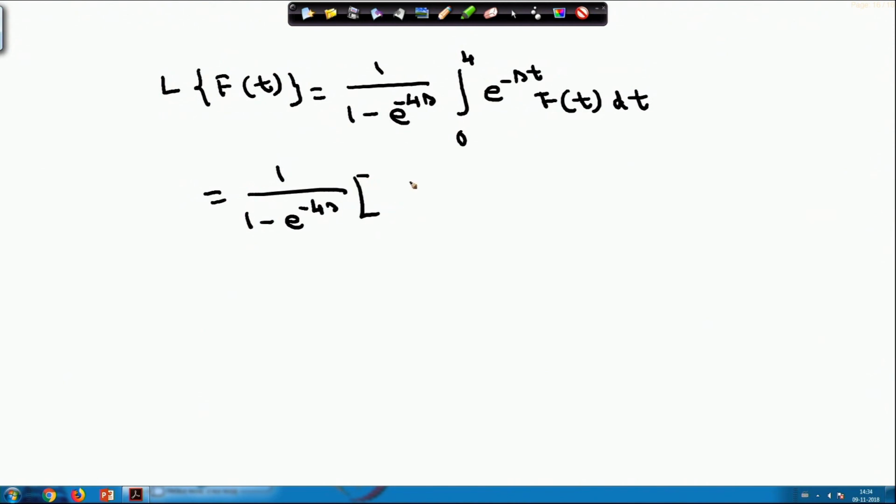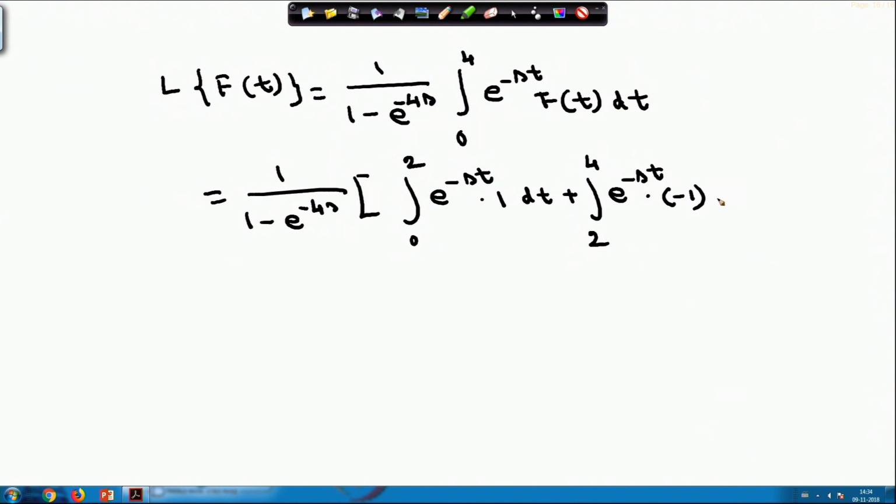This I have to break into two parts. One is 0 to 2, e power minus st into f(t), the value is 1, so dt, and plus 2 to 4, e power minus st into the value of the function f(t), which is minus 1, into dt. So, I am breaking it into two parts, 0 to 2 plus 2 to 4. I can evaluate the value of this integral easily.